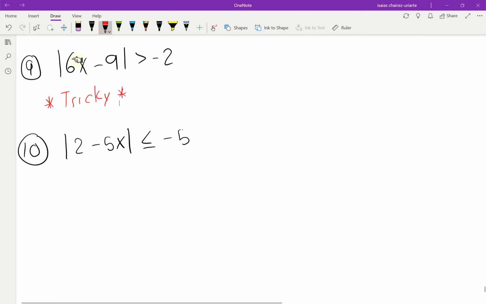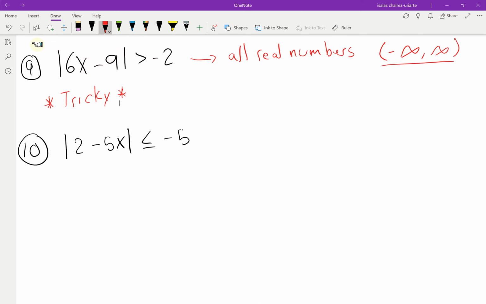So then what are the solutions to this? Turns out that all real numbers are solutions, because it doesn't matter what the choice of x is. I can pick any x, and then this absolute value part over here on the left-hand side is going to make it positive, and that's always going to be bigger than -2. So the solution here is all real numbers. Well, let's just use interval notation for that. So -infinity to +infinity. This inequality is satisfied by everything.